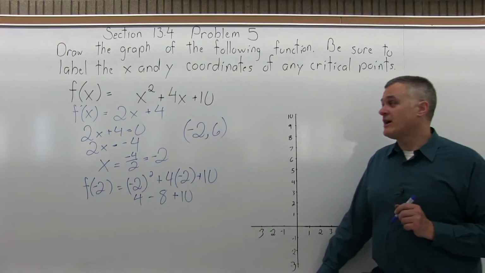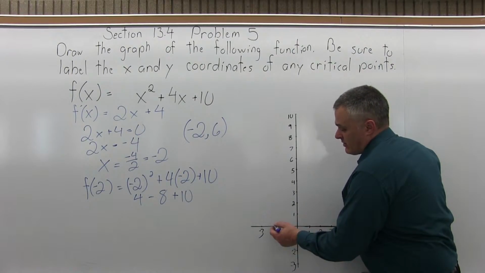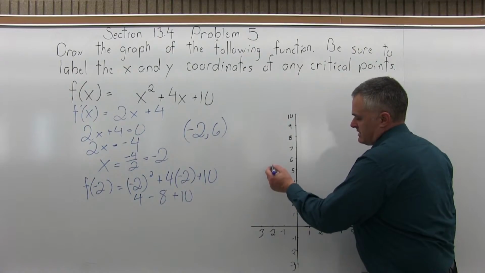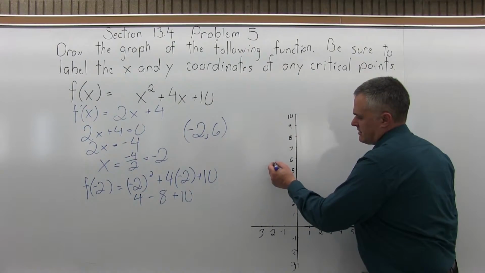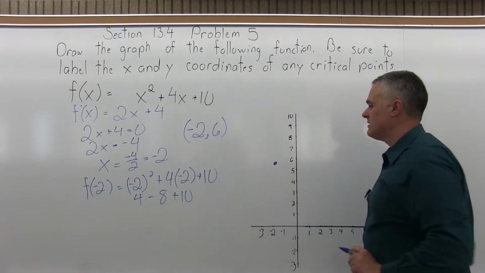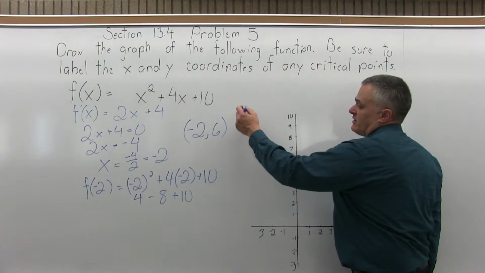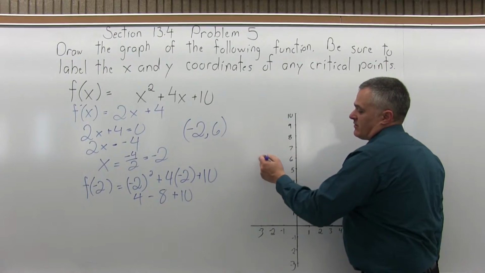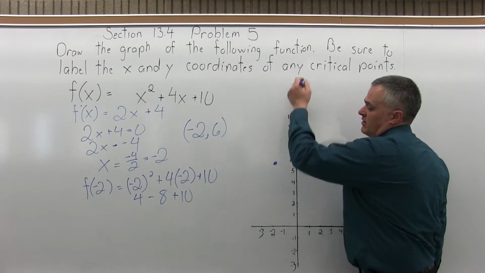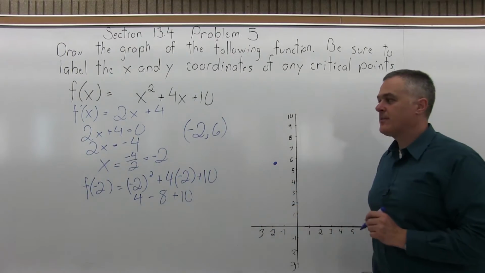So the next step, step 5, is plot that on the graph. So if I go to my graph, I go back 2 and up 6. There's the point, negative 2 up 6. So that represents either a maximum or a minimum. Either the graph is going to come down, down, down, flatten out at negative 2 up 6 and go back up, or it's going to come up, up, up, flatten out, and go back down.